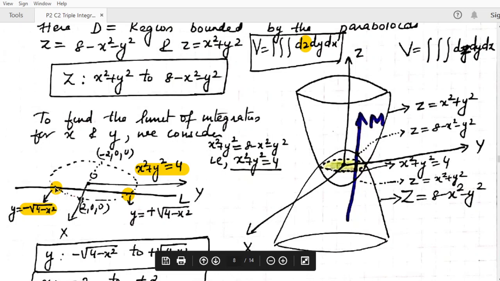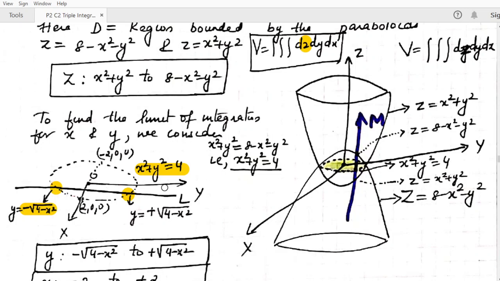So here this is positive y, this is negative y. So here obviously the value of y at this point will be negative. y is equal to minus root of 4 minus x square.